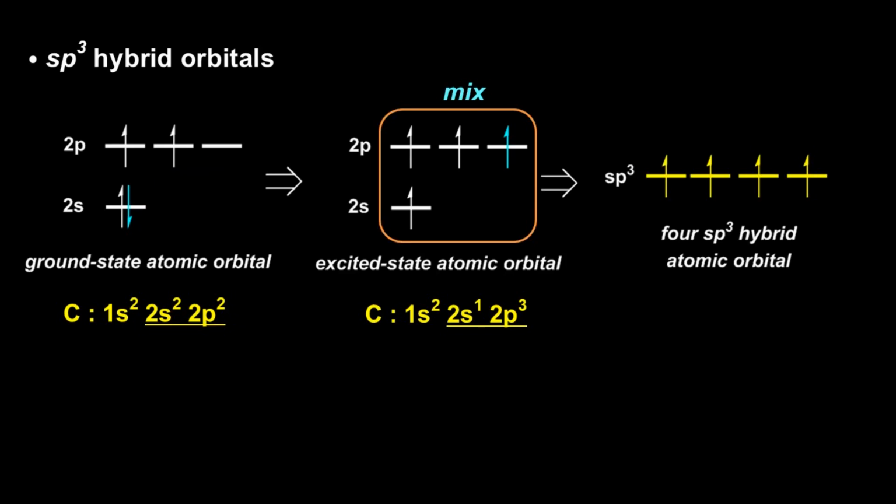So what happens next? The 1 2s orbital and the 3 2p orbitals mix together, and they form 4 new orbitals called sp3 hybrid orbitals. These new orbitals are all identical in energy, and they arrange themselves in a perfectly symmetrical shape. Now, instead of having separate s and p orbitals, we've got 4 matching sp3 orbitals, each holding one unpaired electron and each one ready to form a bond.